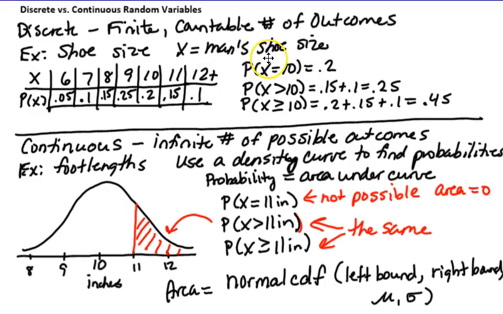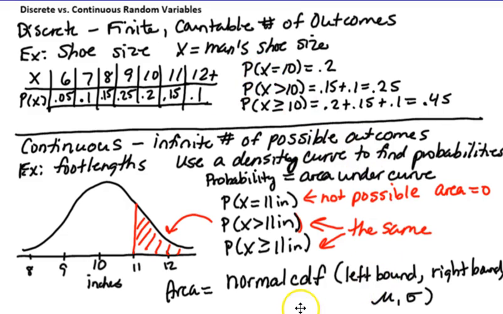Now the probability that x is equal to 10 is 0.2. The probability that x is greater than 10 would be 11 or 12, 0.15 plus 0.1, 0.25. The probability that x is greater than or equal to 10 then would be the sum of these three probabilities and be 0.45. These were some things that we did earlier.